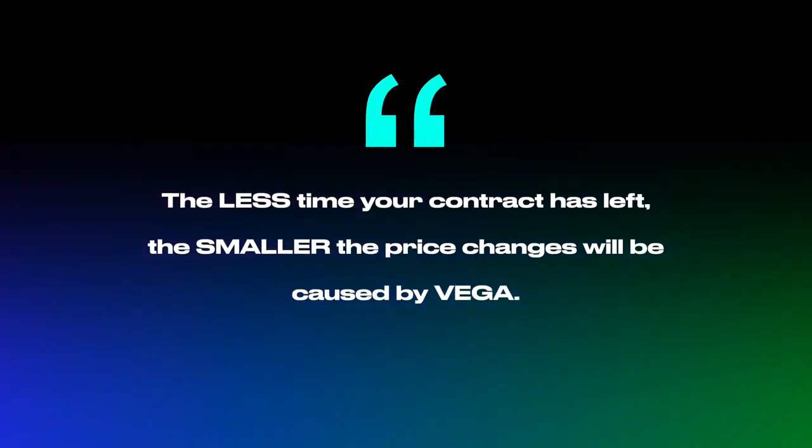Another important note is that Vega declines the closer the option gets to expiration date. So the closer you are to the expiration date, the smaller the Vega, which means even if implied volatility changes a lot, your Vega will be very small. So therefore the option contract won't change a lot. That basically means the less time your contract has left, the smaller the price changes will be caused by Vega.